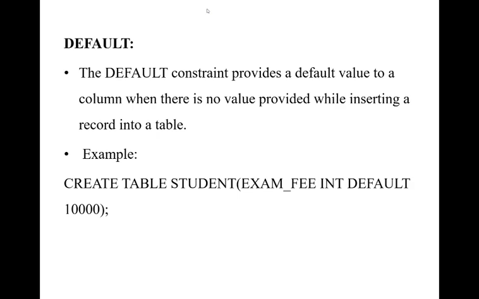Default constraint. The default constraint assigns a default value to a column if no value is provided by the user. For example, create table student, exam fee int default 10,000. If the exam fee is not provided during insertion, it will automatically take the value 10,000.